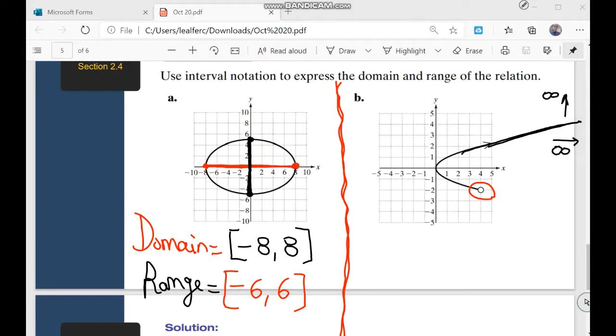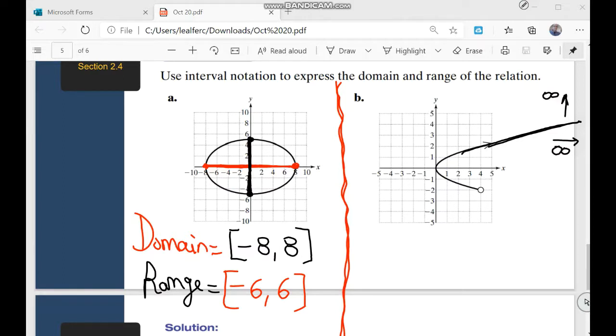See? And the empty ball here means the graph stops at this point. And actually, this point is not even included because it's an empty ball. See? This point is not included, but the graph stops here.